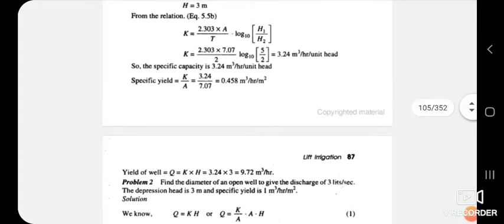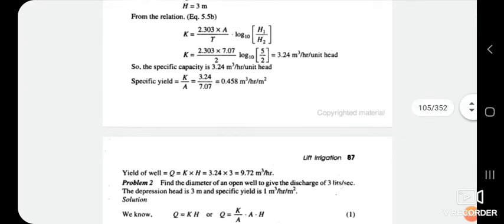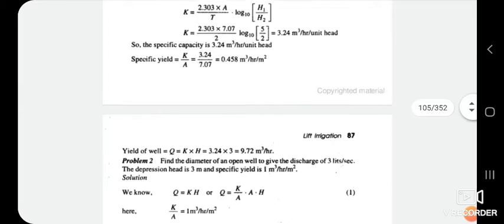And for the yield of the well, Q is equal to K into h, so h is 3 meters given, right? So under the head, right? And K you have found the value, and now you can find the Q, that is the yield of the well. So the yield should be in meter cube per hour.